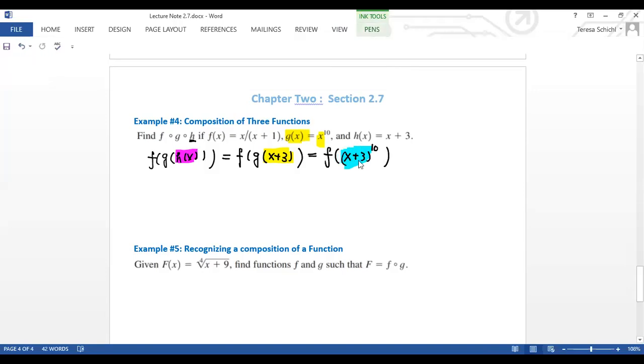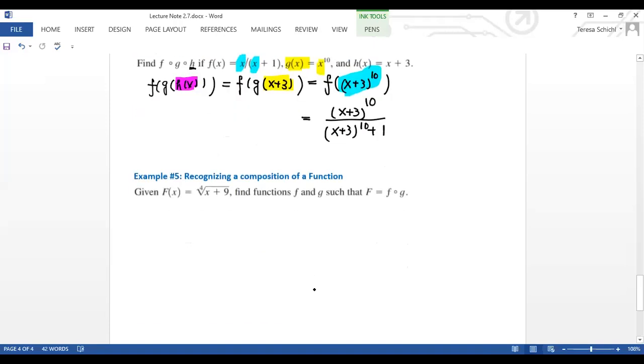Now you see, this is inside f of x. That means every x inside of f of x needs to be replaced by this one here. The numerator is x, so I replace it by x plus 3 to the 10. The denominator is x plus 1, so I say x plus 3 to the 10 plus 1. That's it.